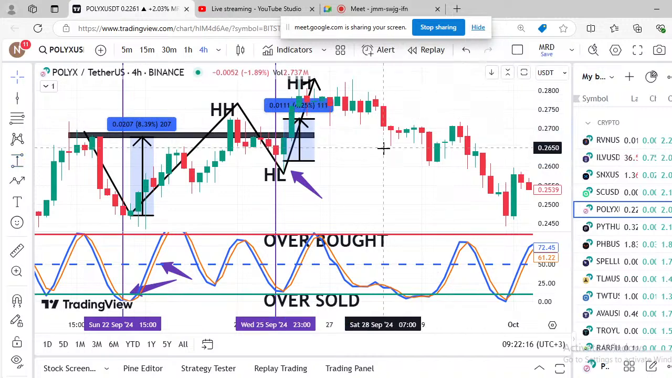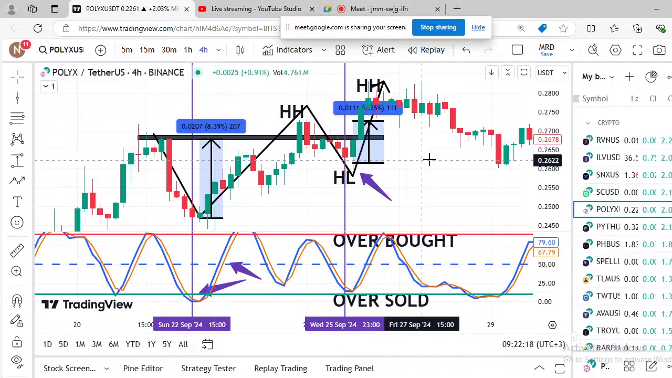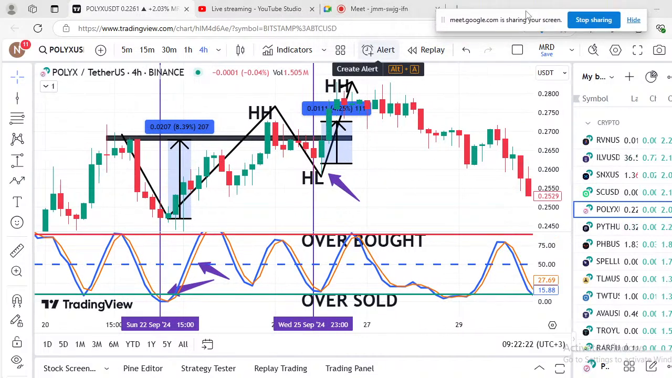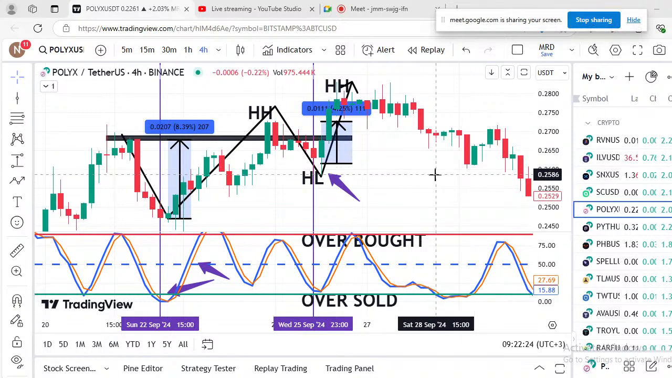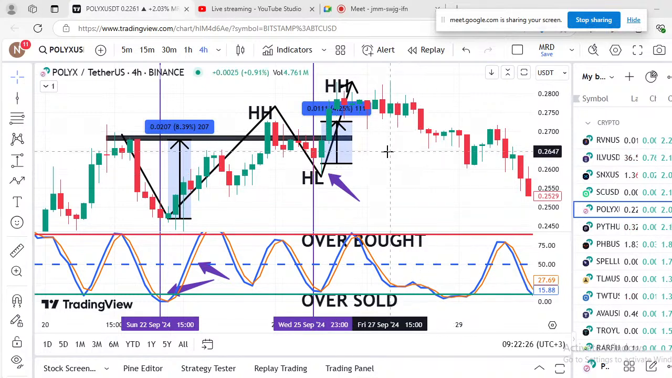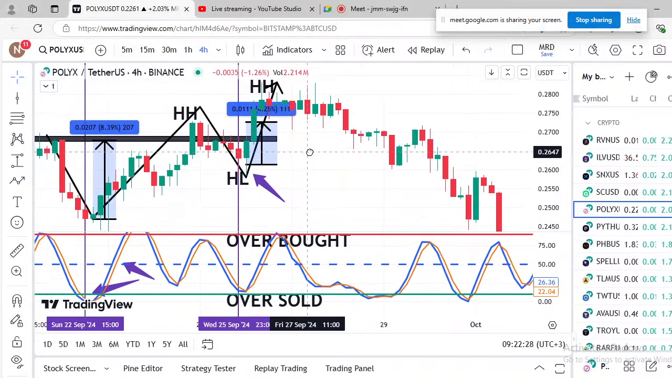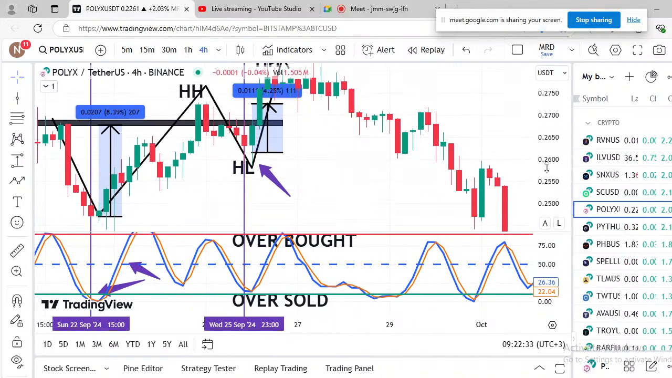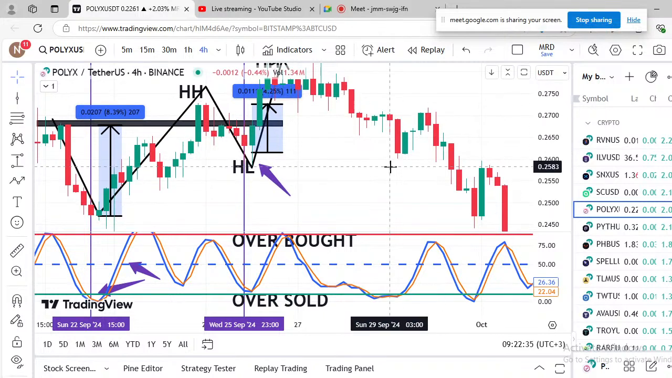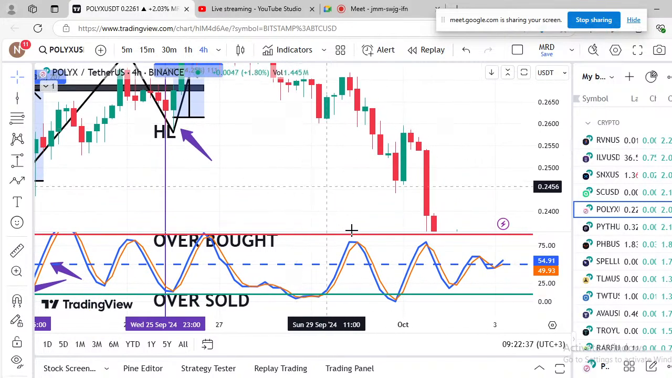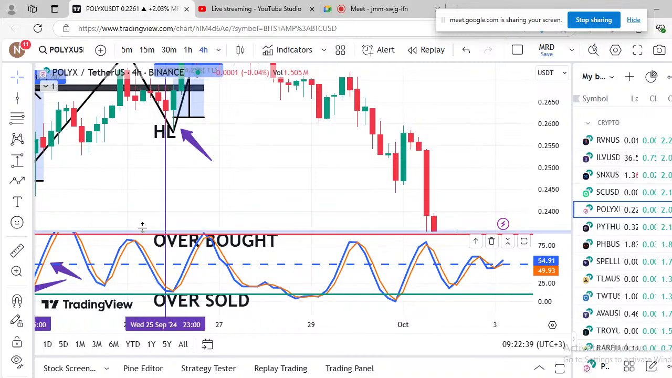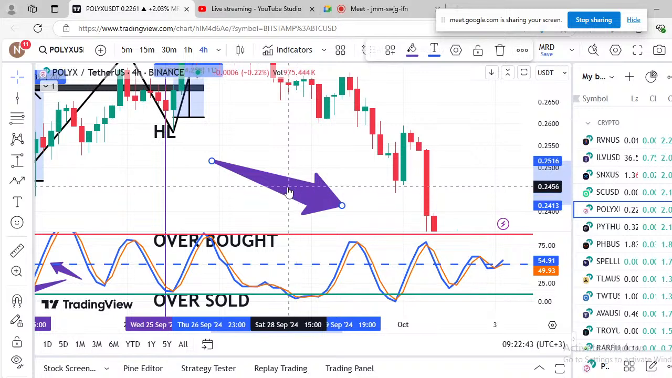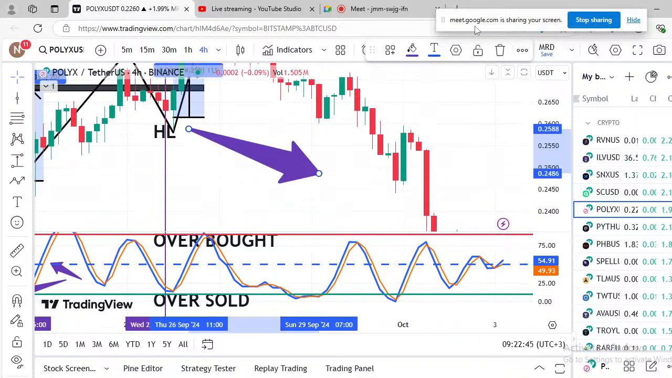Are you getting what I'm trying to mean? Ladies and gentlemen, are we understanding the point here? Yes, please. Okay, that's good. So we have to look at where the market is in oversold.